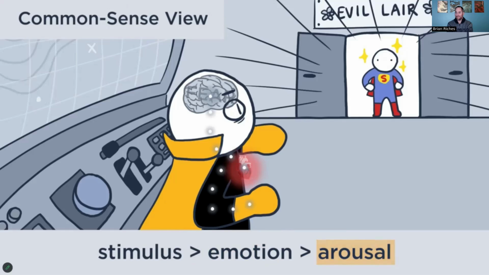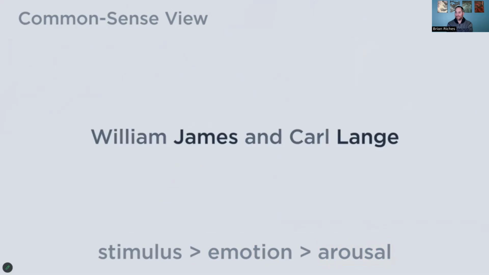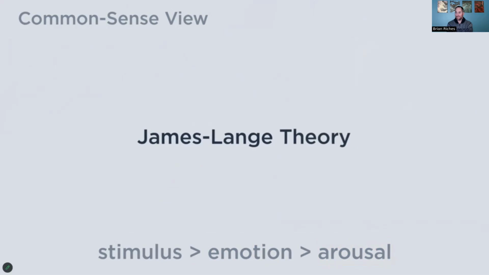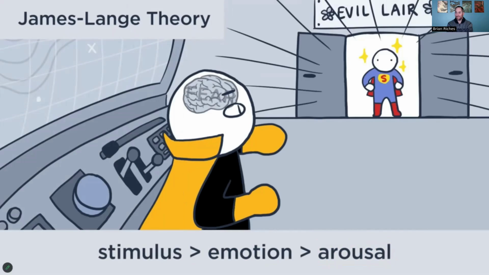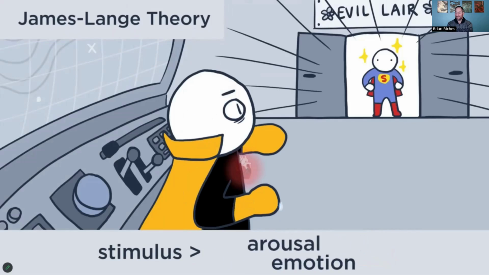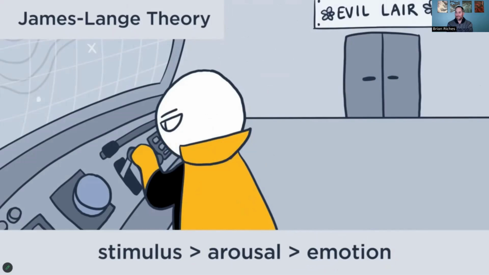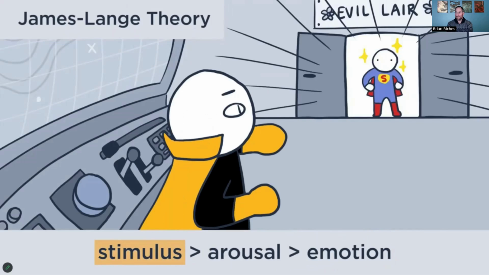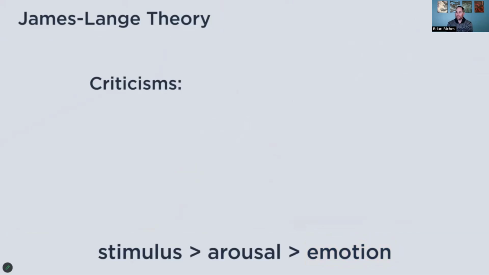In the mid-1880s, two scholars, William James and Carl Lange, independently came up with similar theories that contradicted this common sense view. James and Lange both suggested that instead of emotions causing bodily arousal, bodily arousal causes emotions. So, to return to our previous example, that would mean that the sight of the hero on his threshold makes our villain's heart beat faster, his hands tremble, and his palms sweat, and these physiological changes cause him to feel fear. But this theory is vulnerable to a few criticisms.